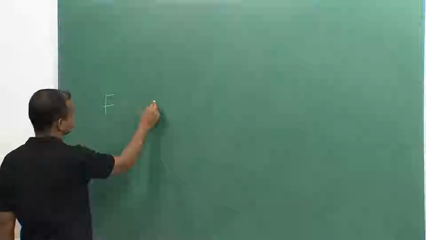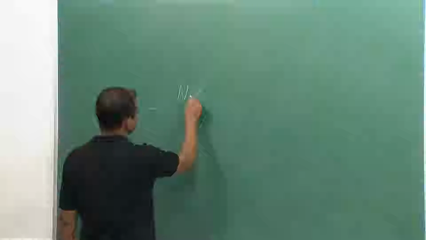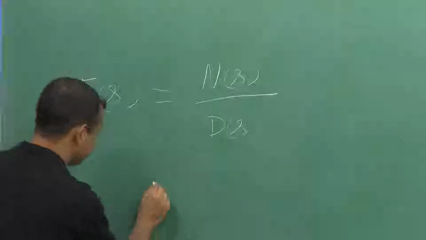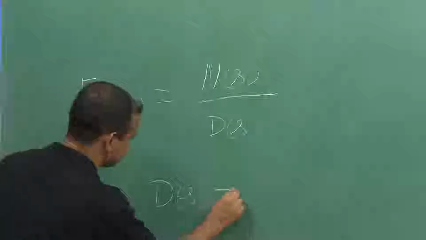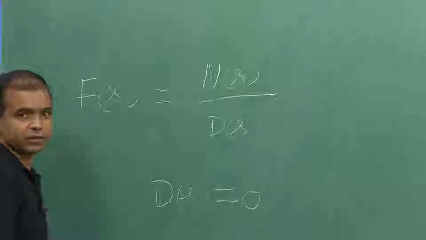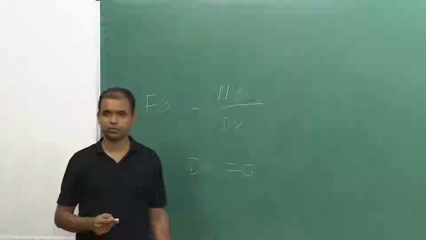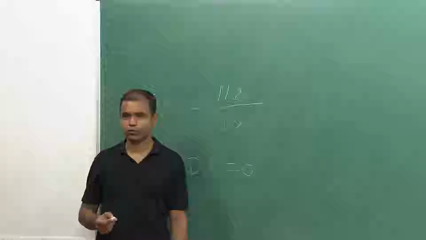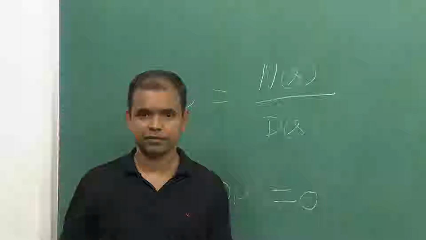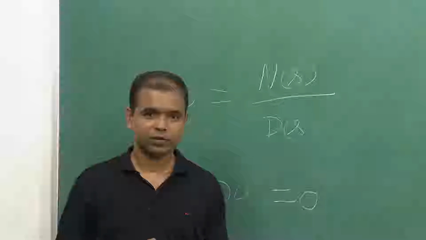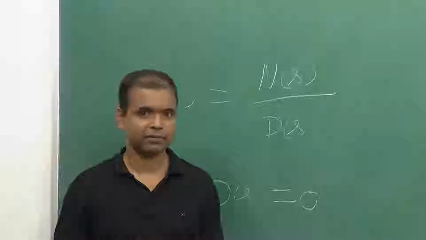You know, if we have a system with the transfer function F of s equal to N of s by D of s, and if I equate this D of s with 0, this I call the characteristic equation of the transfer function, and the roots of this equation are known as the poles of the transfer function. For a system to be stable, the poles of this transfer function must lie in the left half of the S plane.